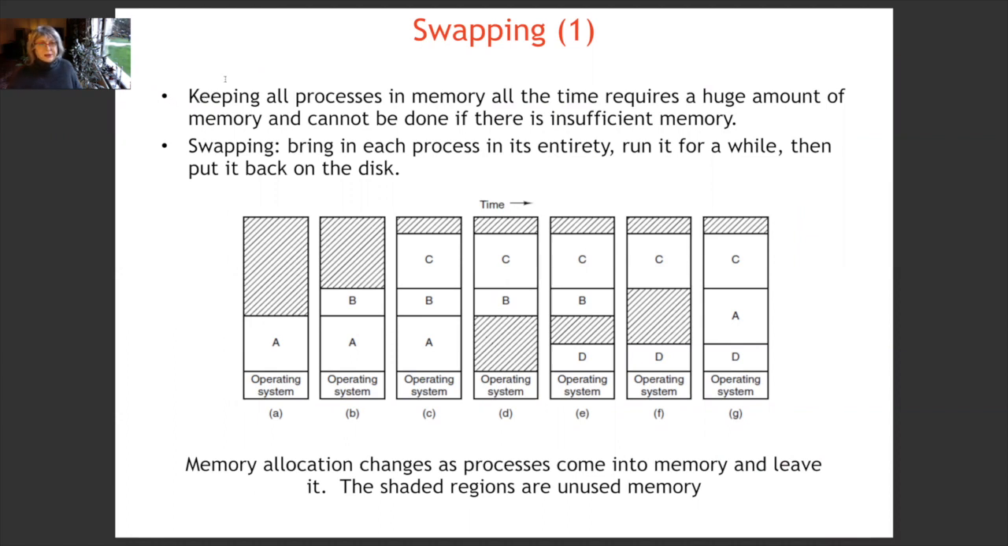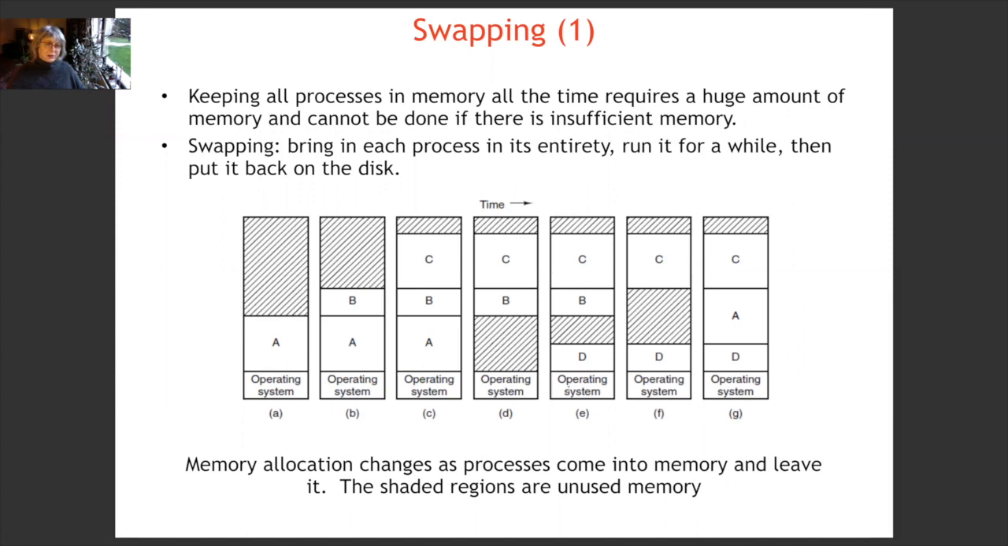Keeping all processes in memory all the time requires a huge amount of memory and cannot be done if there is insufficient memory. Swapping brings in each process in its entirety, runs it for a while, and then puts it back on the disk. Memory allocation changes as processes come into memory and leave it. The shaded regions are unused memory.